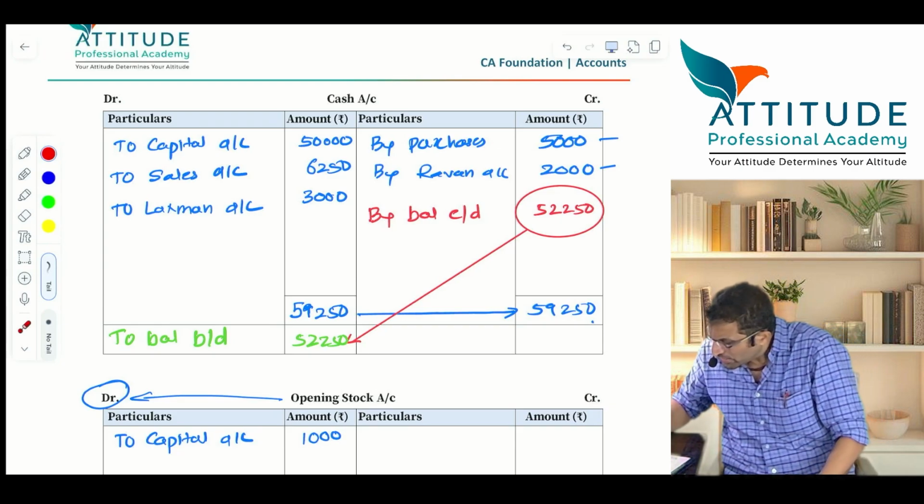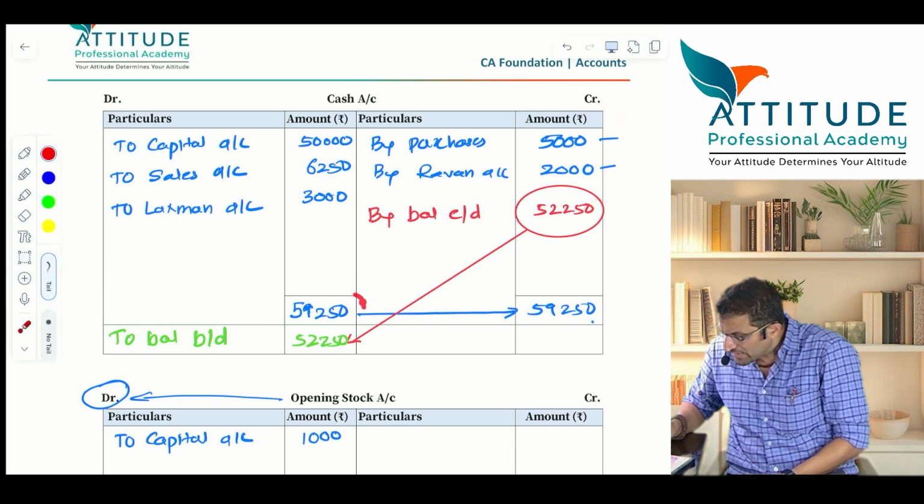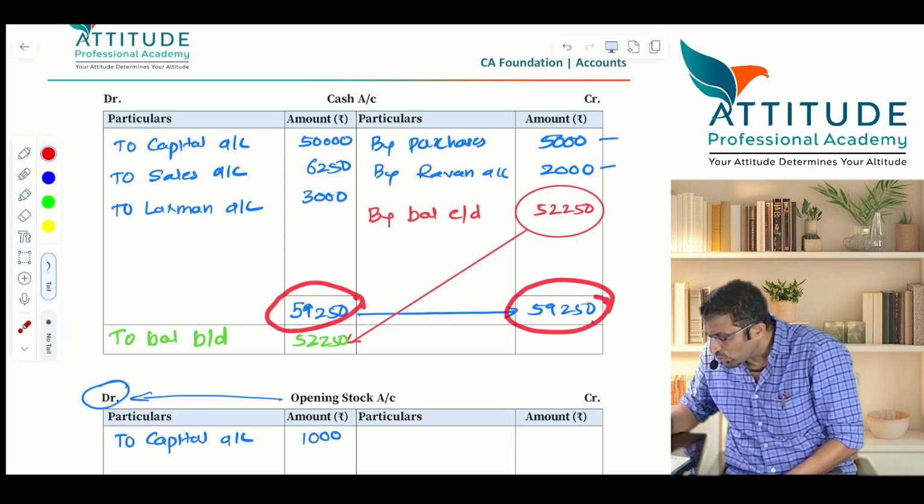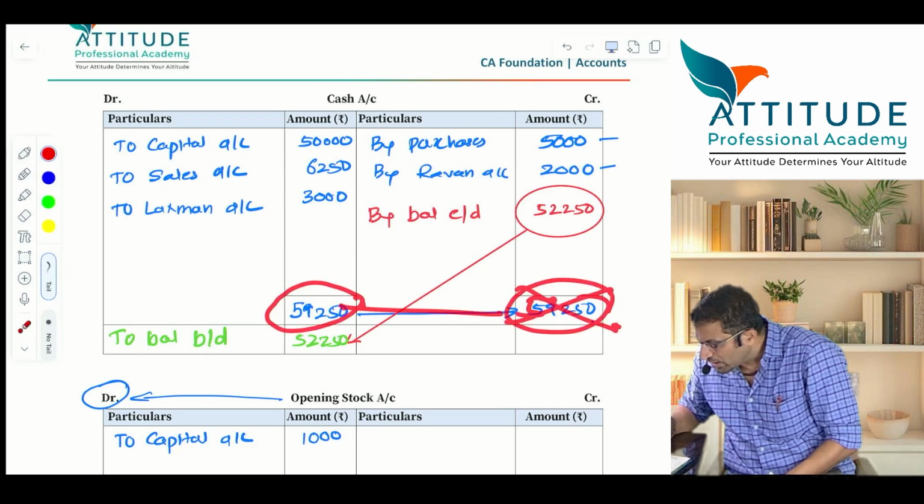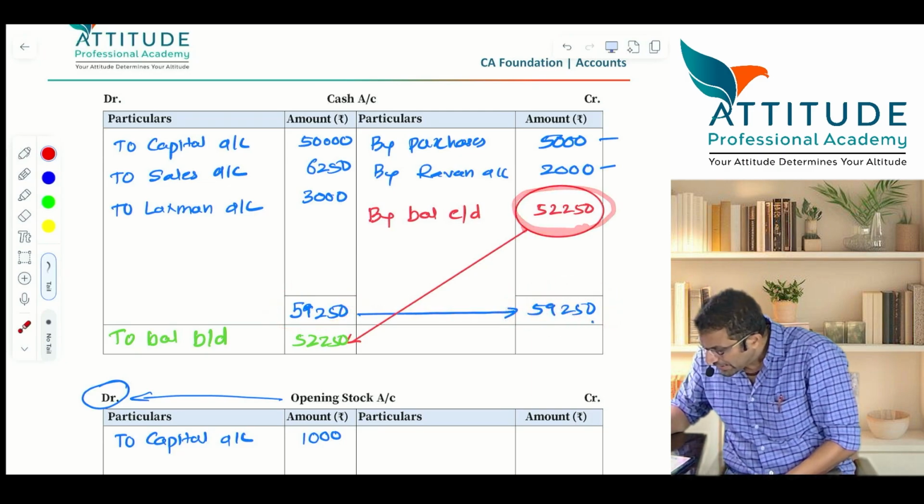Sir, but you have written this on the credit side. Obviously yes, because to balance it I have to write it on the credit side. This side total was 59,250. This side total was not 59,250. But to balance it I have written 59,250 and then wrote the balancing figure here. Ultimately this will be shown here.